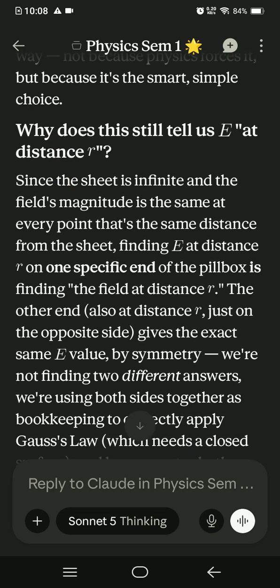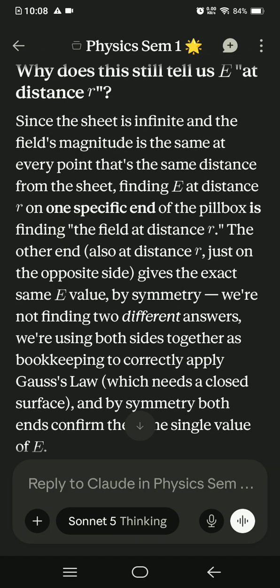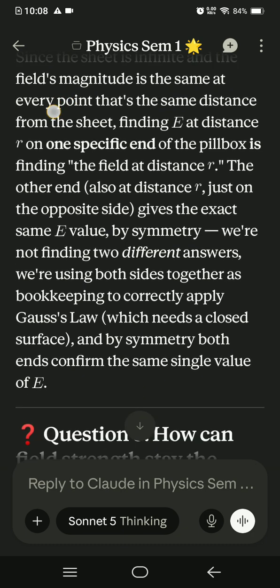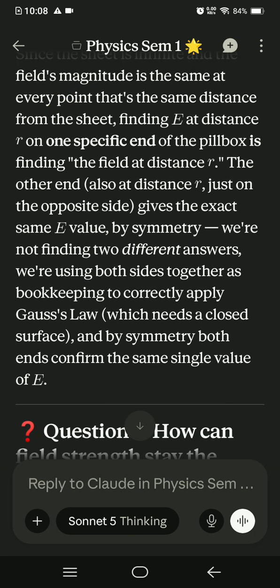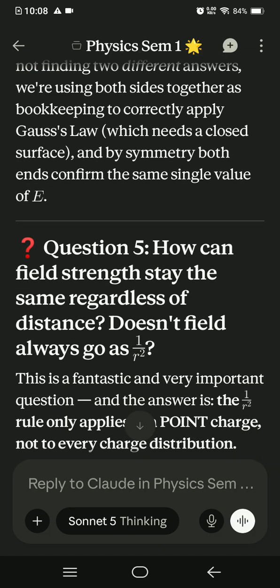Why does this tell us E at distance r? Since the sheet is infinite and the field's magnitude is the same at every point at the same distance from the sheet, finding E at distance r on one end of the pillbox, and the field at distance r on the other end just on the opposite side, gives the exact same E value by symmetry. We are not just finding two different answers; we are using both sides together as bookkeeping to correctly apply Gauss's law, which needs a closed surface, and by symmetry both confirm the same single value of E.